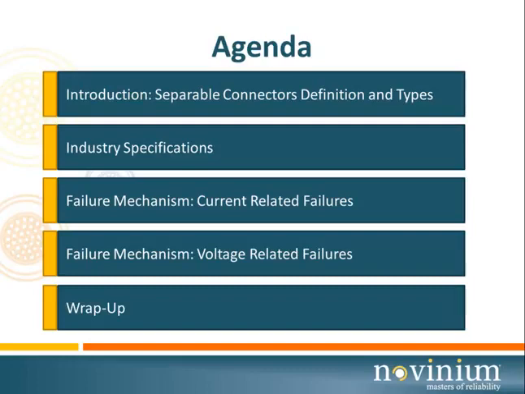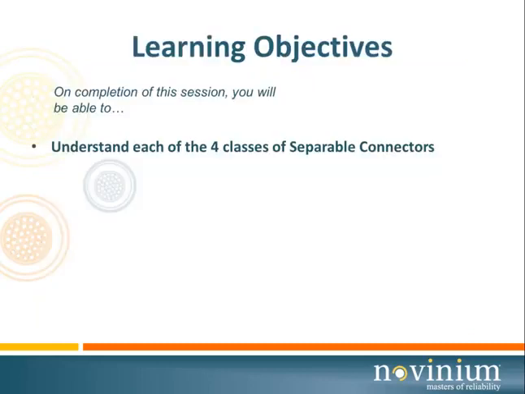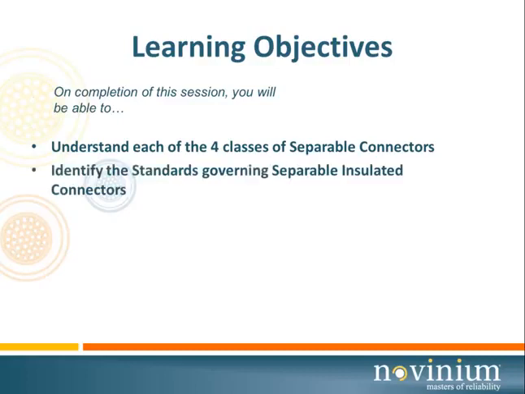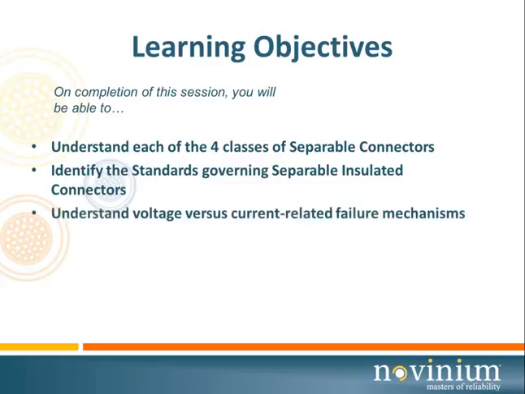Hopefully when we're done today, you will be able to understand the three classes of separable connectors that are currently in the IEEE 386 standard. That's the 2006 version of IEEE 386. Now there is a fourth class, that's why I mentioned 4 classes up here. In the next revision of IEEE 386, we expect to have another class of separable connector, which we're going to go through today. We're going to go through the standards that govern not only the geometry, but also the ratings and the qualification requirements of separable connectors.